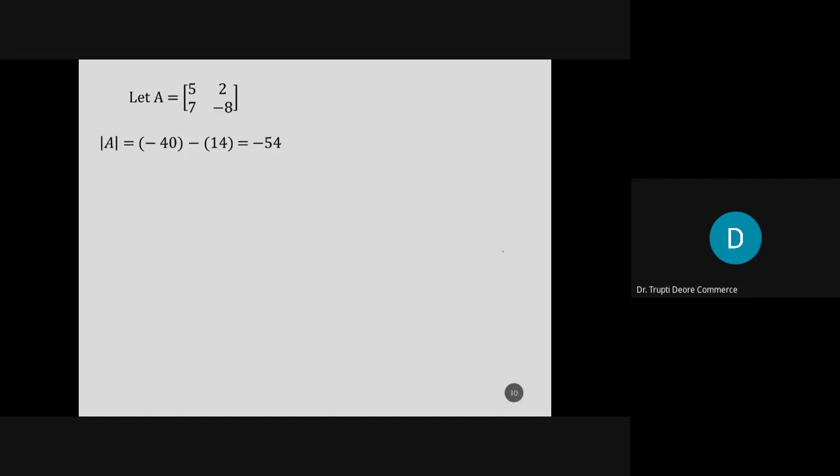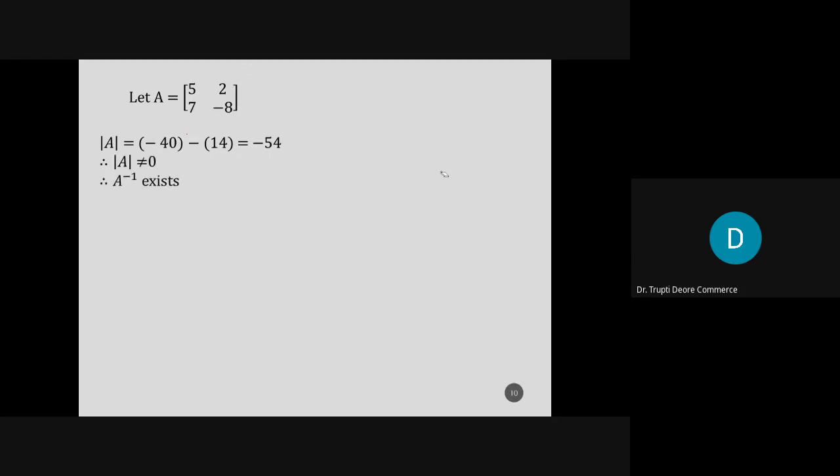So for determinant, how you will calculate? 5 multiplied by minus 8, it's a minus 40, minus 7 into 2, 14. So we get the minus 54. Minus 54, it is not equal to 0, right? So there A inverse exists.